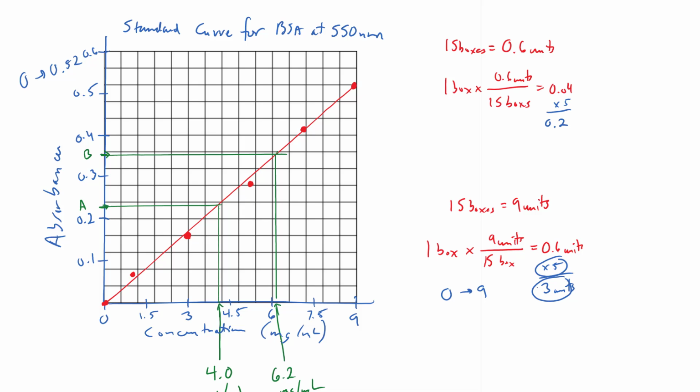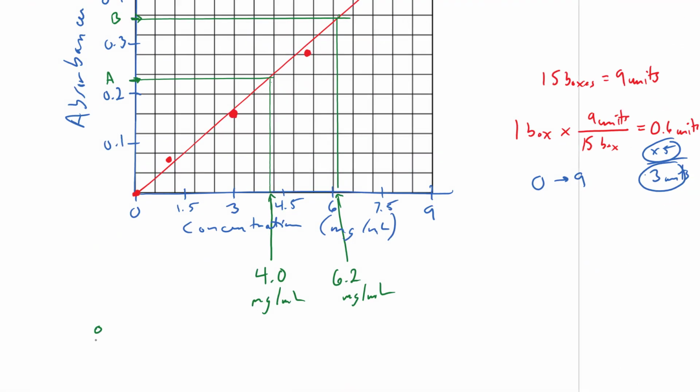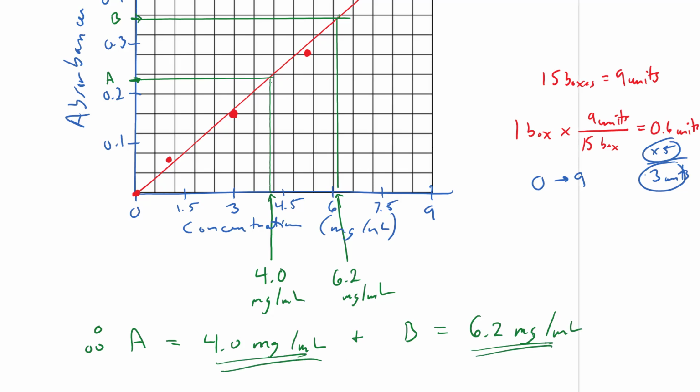I will have the absorbances for my unknowns. I will place those onto my vertical axis. I will draw a horizontal line across to my standard curve and then a vertical line where it reaches my horizontal axis. I will then try and read off to the best of my ability what that concentration is. Therefore, from my standard curve, A is equal to 4.0 milligrams per mil, and B is equal to 6.2 milligrams per mil. This is my best estimate based on my standard curve.